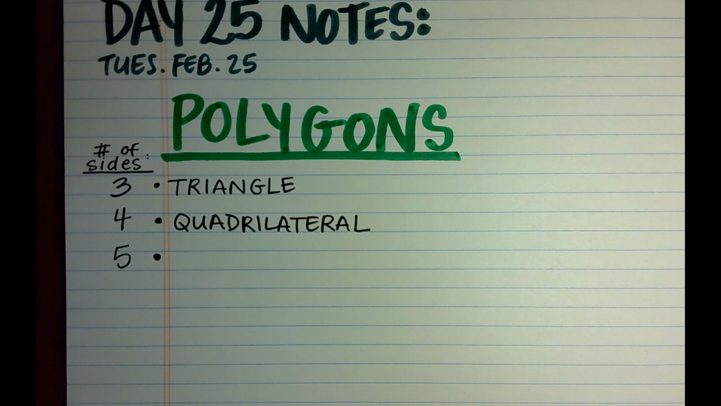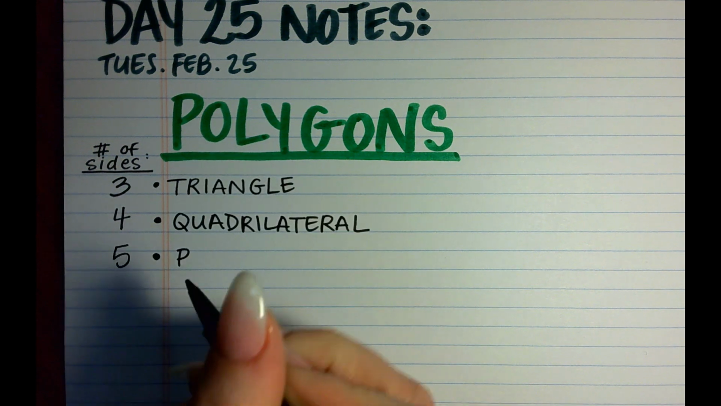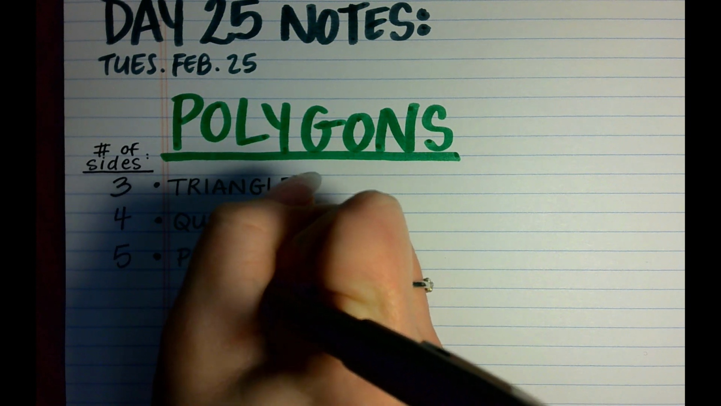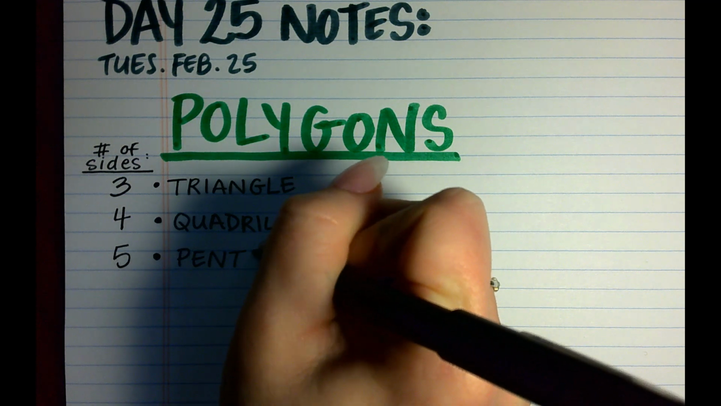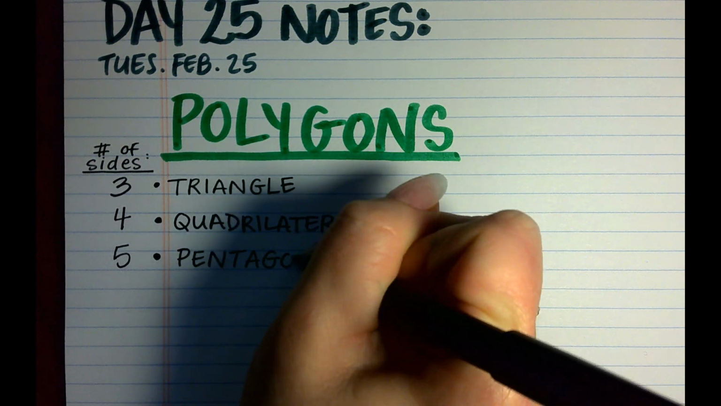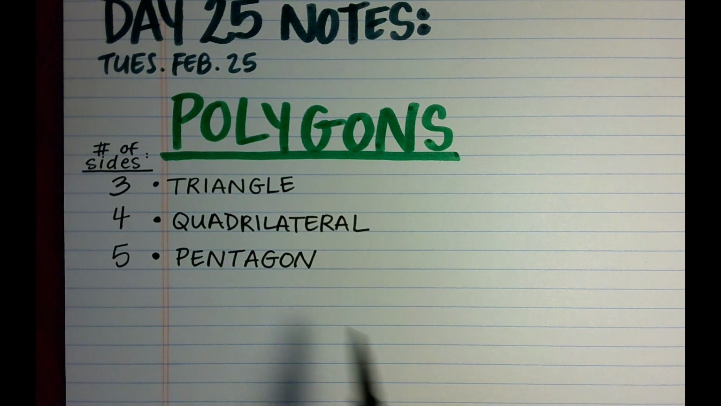Does anybody know what a 5-sided polygon is called? There's a very famous government building that has this name, the Pentagon. 5 sides is a pentagon. And I believe it's named the Pentagon because it is built in the shape of a pentagon. So a pentagon has 5 sides.